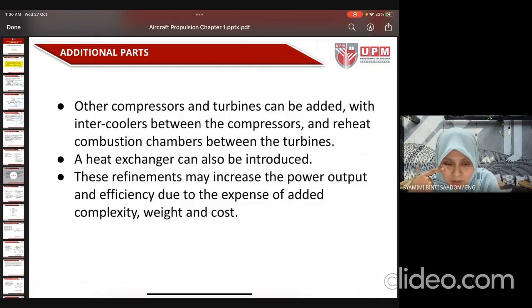We can also include another component, which is a heat exchanger. These refinements may increase the power output and efficiency, at the expense of added capacity, weight, and cost. Of course, by adding those extra components, we will increase power and performance efficiency, but of course it needs more cost and adds more weight.